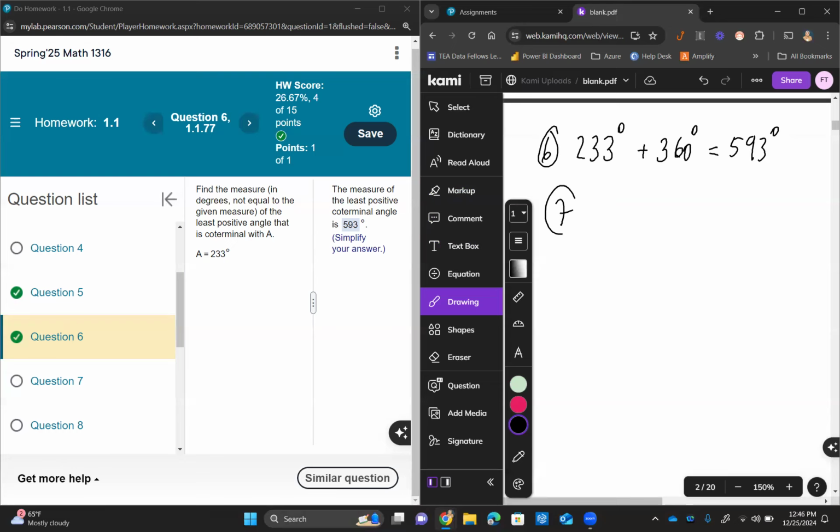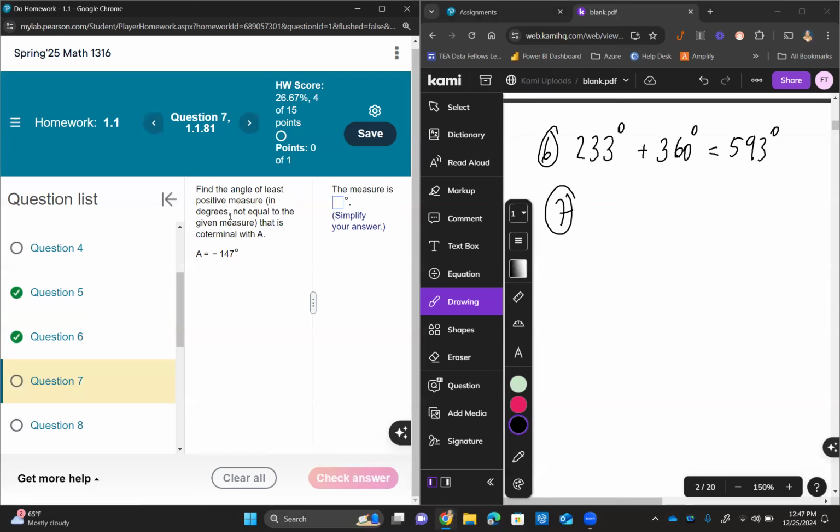For question 7, we have a similar question. We want to find the angle of least positive measure. Because they want the positive angle, I don't want to use my option to subtract 360. I want to use my option to add 360 because I want to get a positive angle. Since negative 147 is given, and we're going to find the coterminal angle with this, I'm just going to add 360 to this. When you add a negative number with a positive number, you actually subtract them.